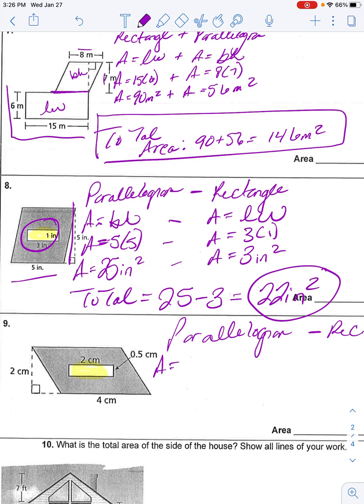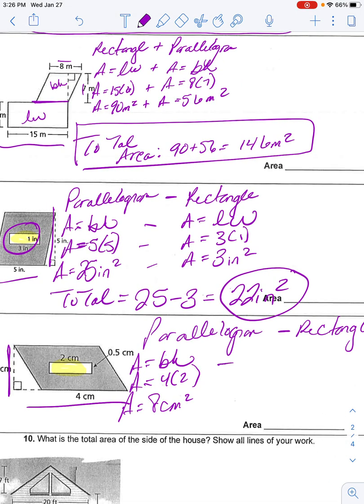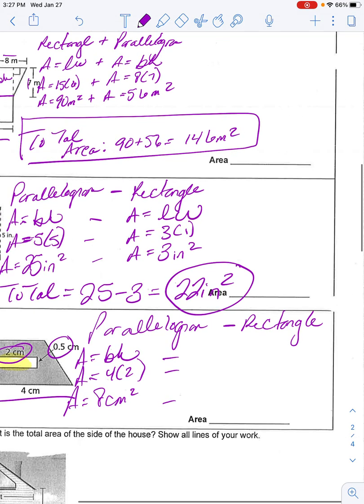Okay, parallelogram, base times height, it is a 4, straight up and down 2. So this parallelogram is 8 centimeters squared. And we're going to subtract out that rectangle. It is 2 by 0.5.